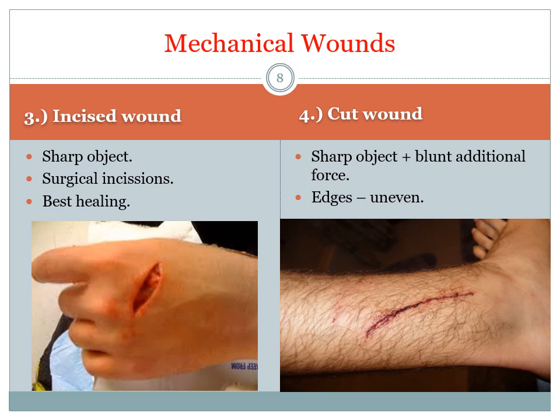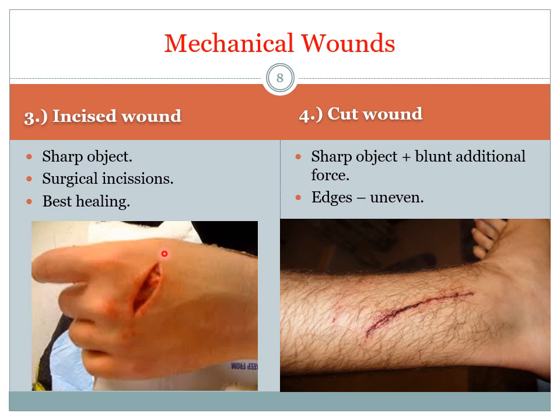Incised wounds and cut wounds. Incised wounds are caused by sharp objects, for example surgical incisions, and they heal by a very fine linear scar. Therefore it is the best healing scar that you can obtain.